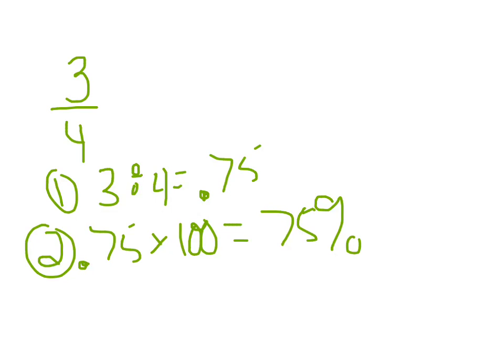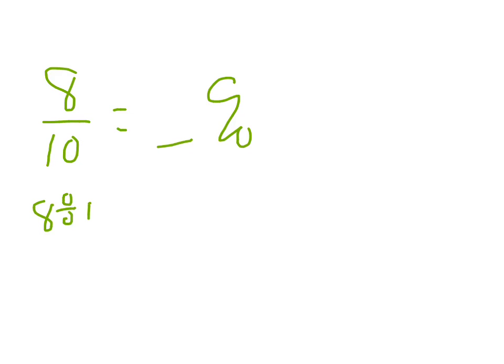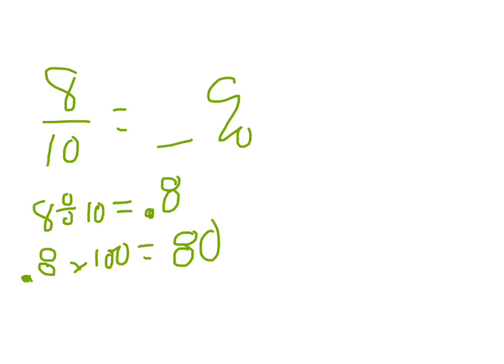And we can do one more. Let's take 8/10 and turn it into a percent. So it equals what percent? So first we go 8 divided by 10, and you should get like 0.8. And then you're going to take your 0.8 and you're going to times it by 100, and you will get 80. So 8/10 is equal to 80%.